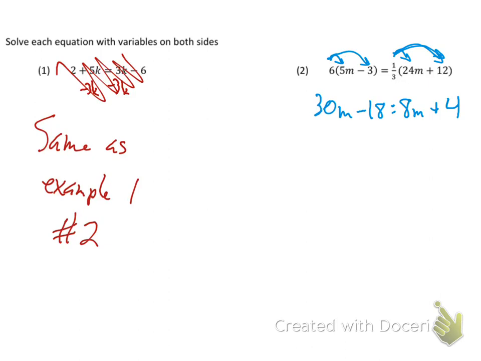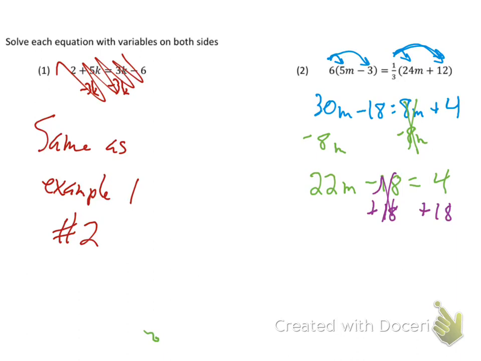So now I need to get the variables on one side of the equation. So I'm going to subtract 8m from both sides. I get 22m minus 18 equals 4. So my next step, I'm going to add 18 to both sides. Then I get 22m equals 22. So to finish this out, all I have to do is divide both sides by 22. That's going to give me m equals 1.